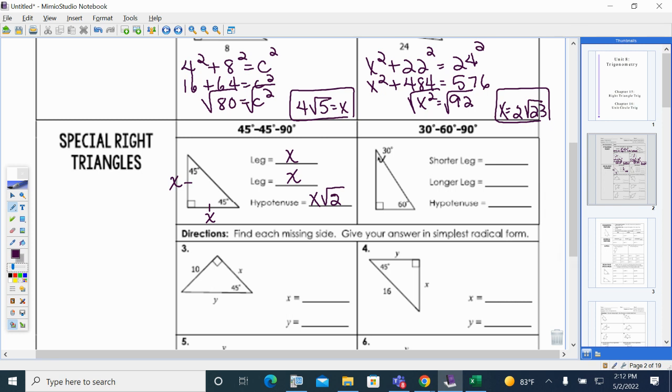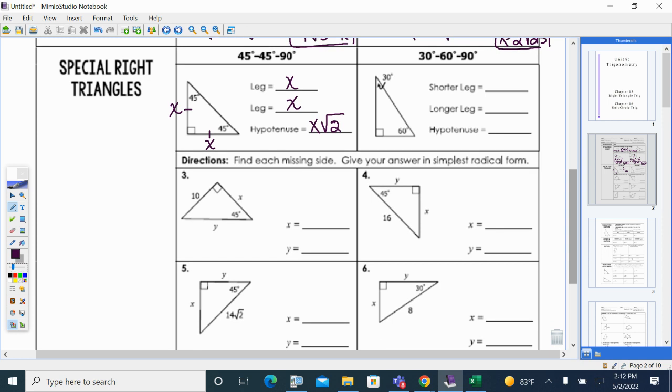For example, look at number 3. Number 3, we have a 45, 45, 90. The y represents the hypotenuse, so the 10 and the x represents the two congruent legs. Since 10 is one leg, x is also going to be 10. And then to find the measure of the hypotenuse, we're going to take that 10 and multiply it times the square root of 2. Now, I didn't have to do any math. I didn't have to do the Pythagorean theorem. All I did was apply the knowledge that I have about the characteristics of the sides of a 45, 45, 90.